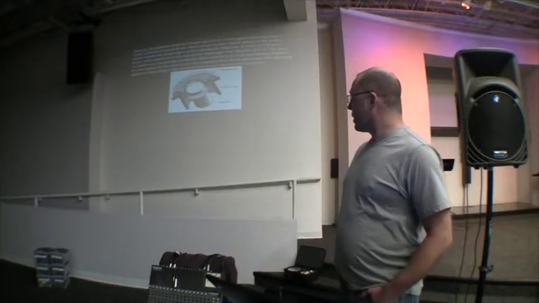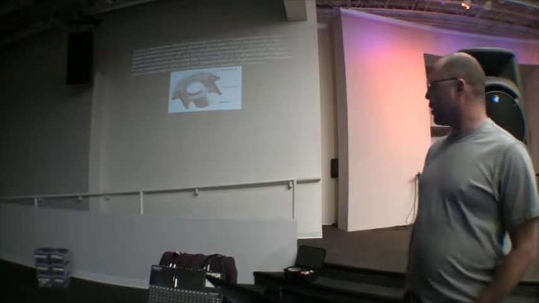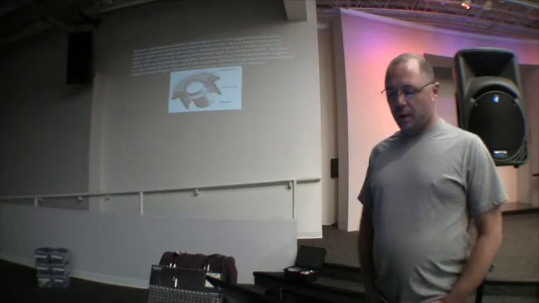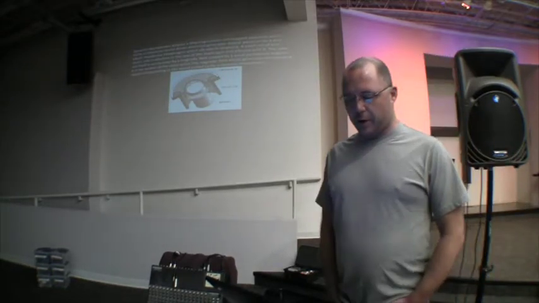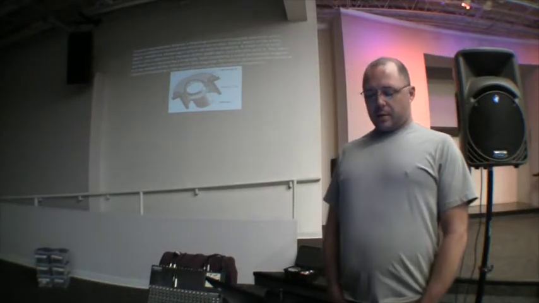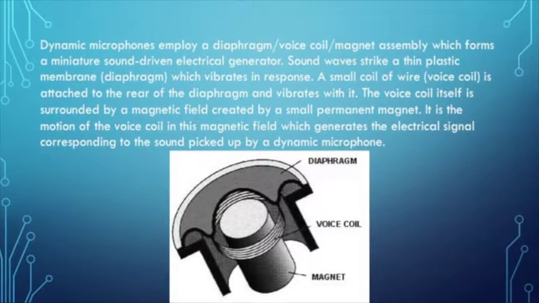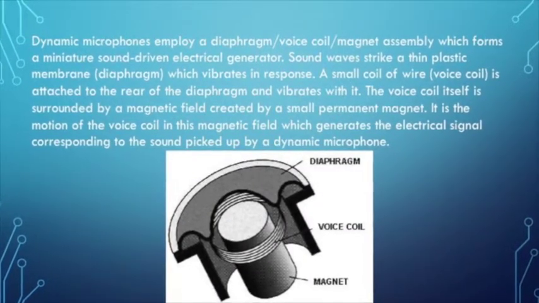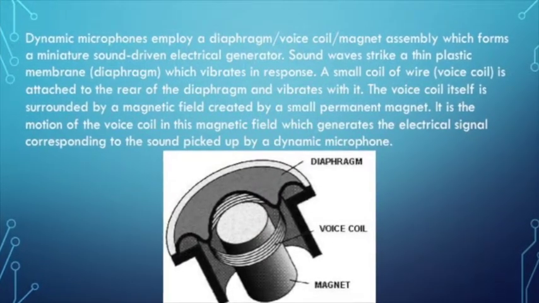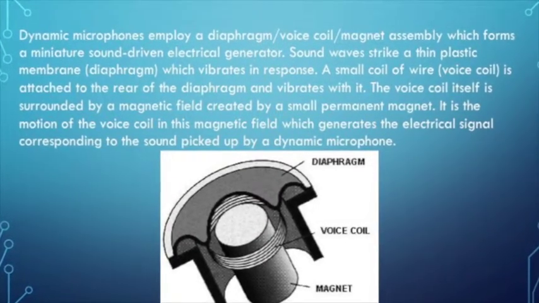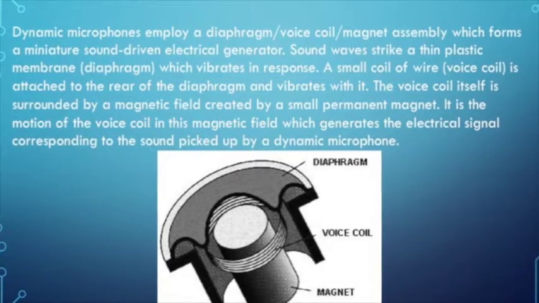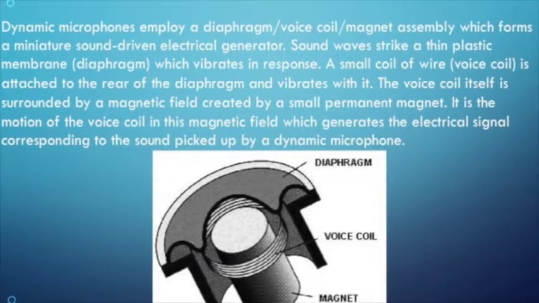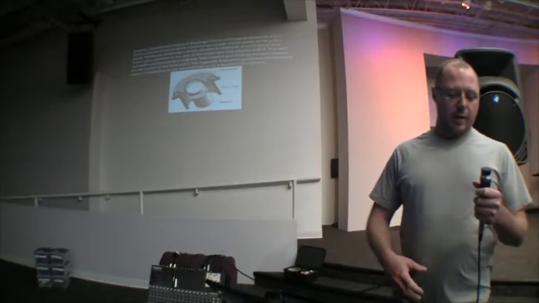So this is a cutaway of a dynamic microphone. They have a diaphragm, a voice coil, and a magnet, and that forms a sound-driven electrical generator. Basically, if you were to take this apart, and you can pretty easily. Is that dynamic or condenser? Dynamic. Yep. This is dynamic. These are the more common, more rugged types.